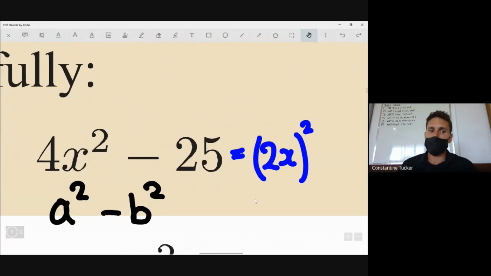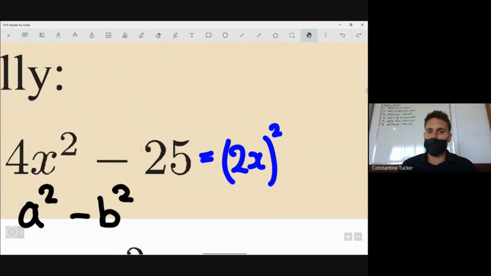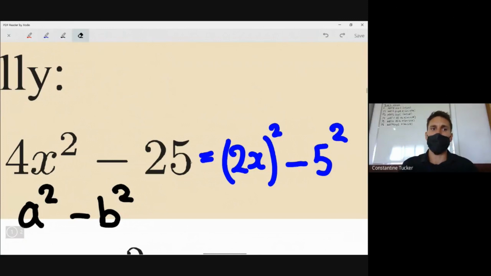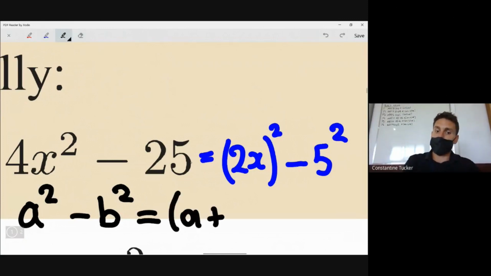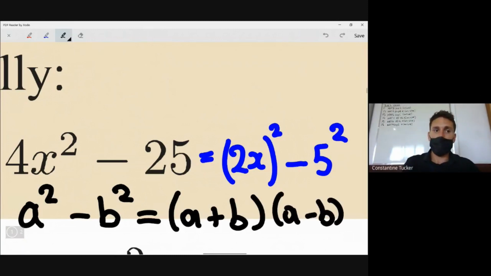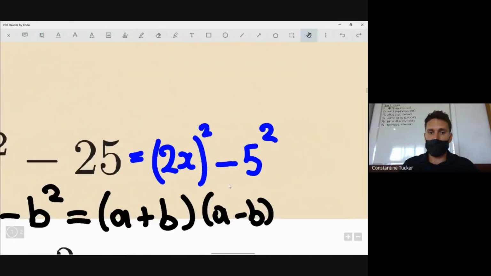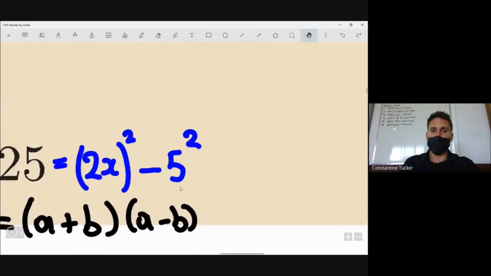And now let's do the same thing for the 25. How can you rewrite the 25 as something squared? 5 squared. Exactly. And now this is in the form we want it in: a squared minus b squared. And remember, this can be rewritten as a plus b times a minus b. So what is our a in this case? It is 2x. What is our b in this case? It is 5.